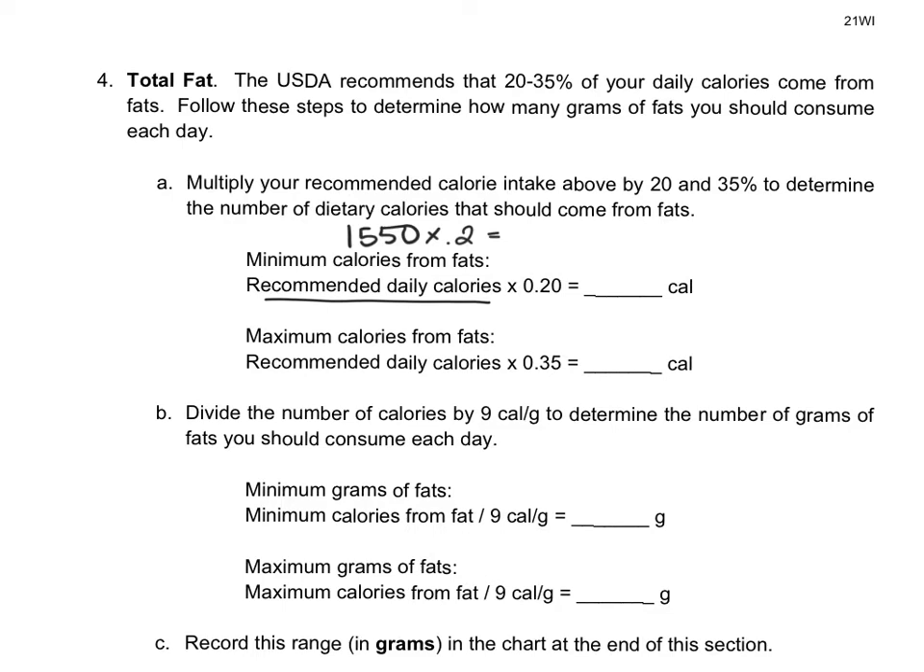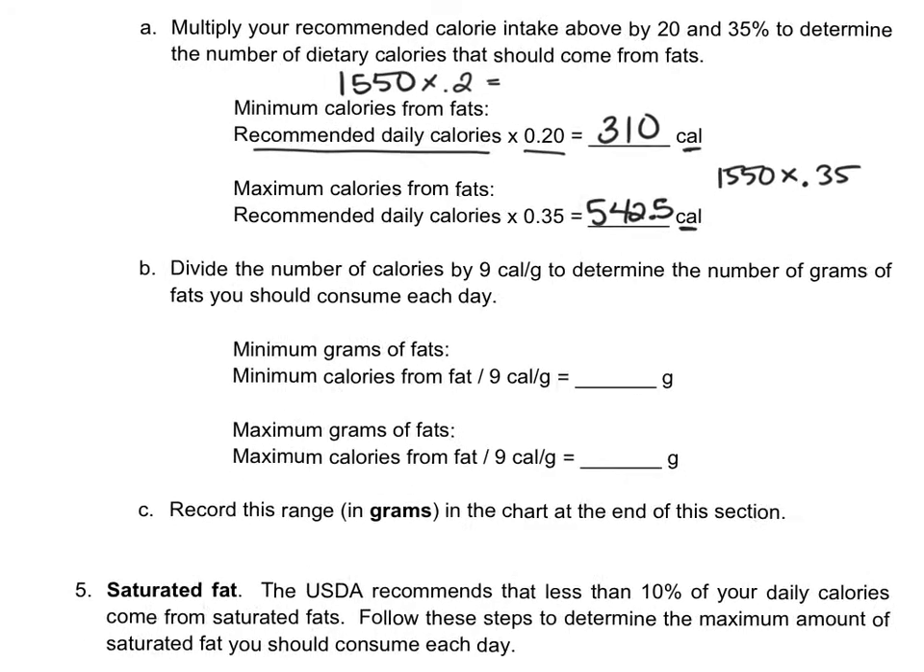In this case, multiply by 0.2, because our minimum total fat we want for the day is 20%. So we take our calories and multiply by 20% to get our minimum in calories, which I just did, 1550 times 0.2. And then our maximum, 1550 times 0.35, because 35% is the maximum we want from fat. Now again, this is giving us calories.